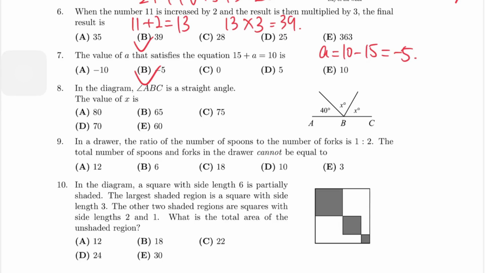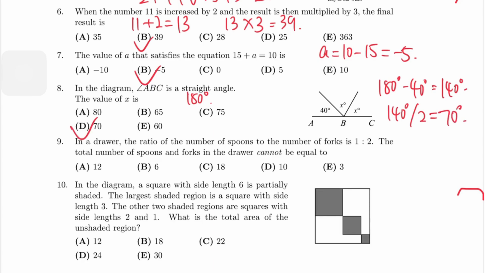Okay, so next, number 8. In the diagram, angle ABC is a straight angle. Okay, a straight angle is 180 degrees, right? So the value of x, okay, we can use that angle ABC is 180. So from 180 we subtract 40 degrees, which is the first angle we can see in the graph, and then the 140 is divided between 2 equal angles, which are x, right? So each of them is 70 degrees, which is D.